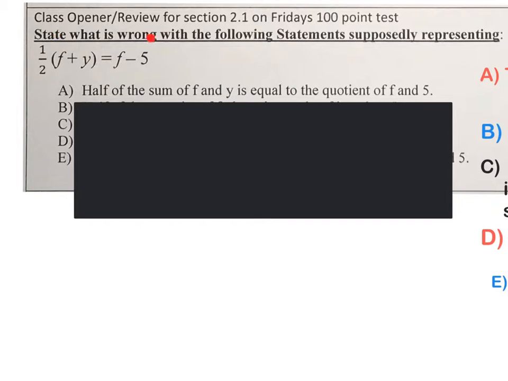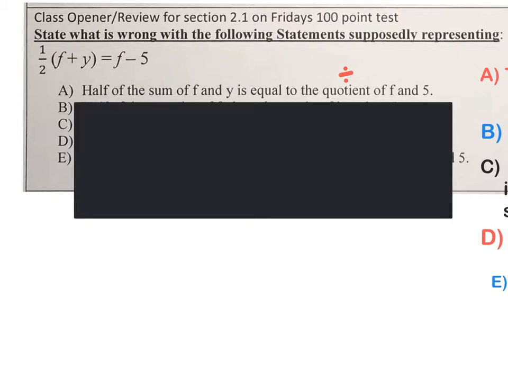It says, state what is wrong with the following statements supposedly representing this equation. So it says half of the sum. Okay, so that's 1/2 of the sum. Yeah, it's perfect. You need parentheses. Sum means add. So half of the sum of f and y, you're adding it together, is equal to the quotient. Wait a minute, quotient is division, right? And there is no dividing going on right here.